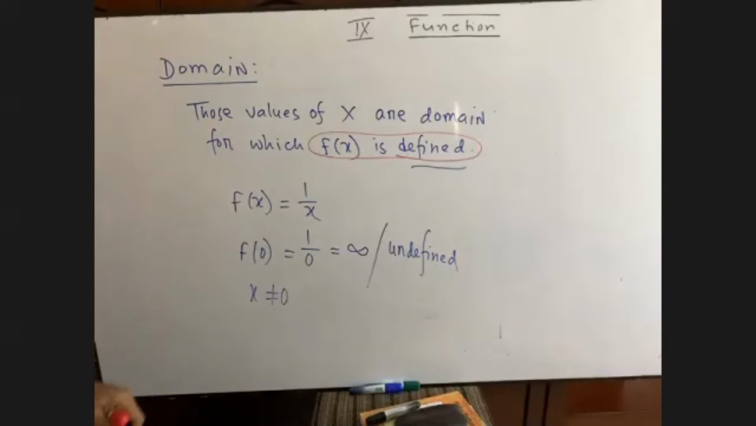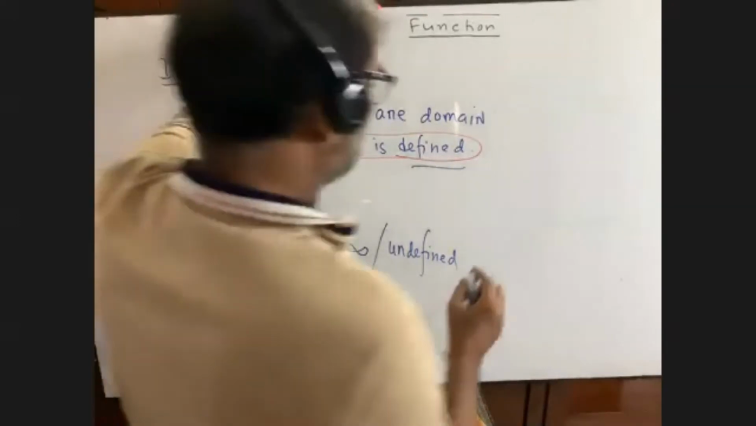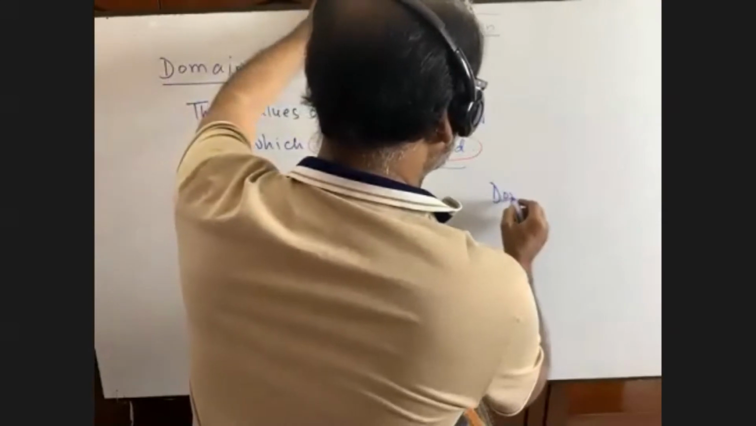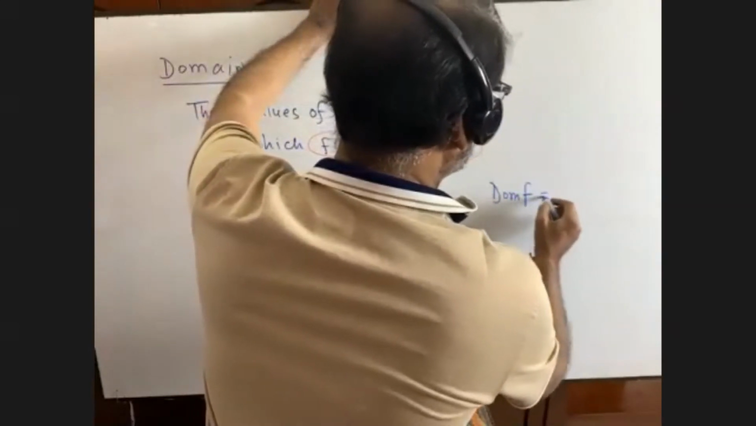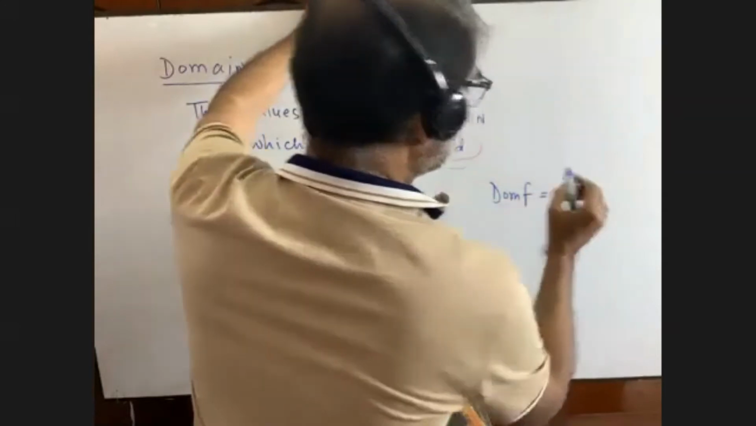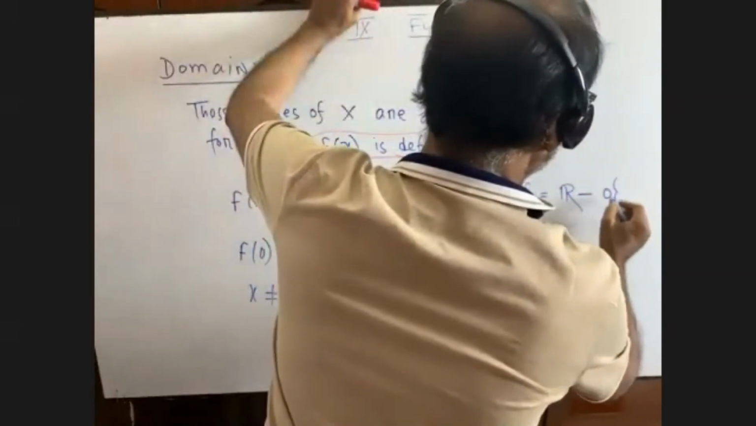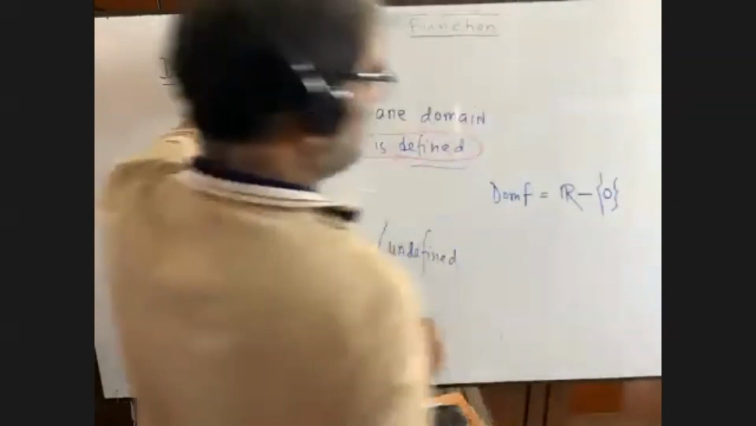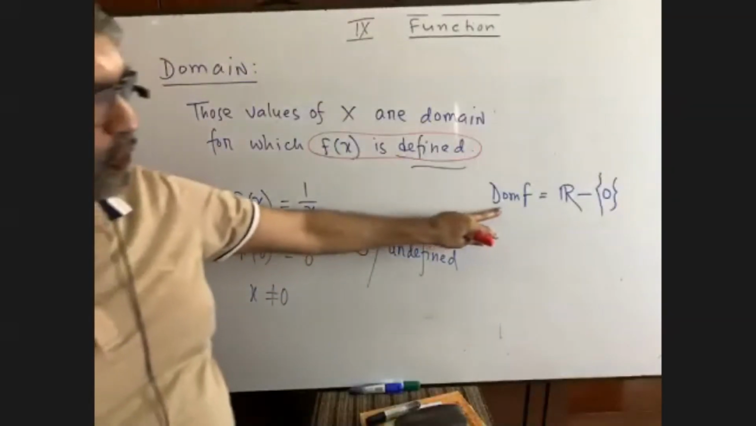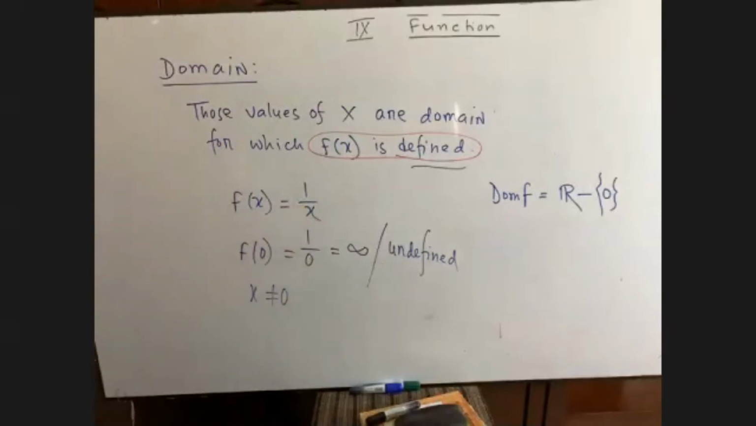So can you tell me? All real numbers excluding 0, sir. You're absolutely right. So domain of f equals all real numbers but not 0. Excluding 0, all the real numbers are called the domain of the function. Have you got me? Yes, sir.